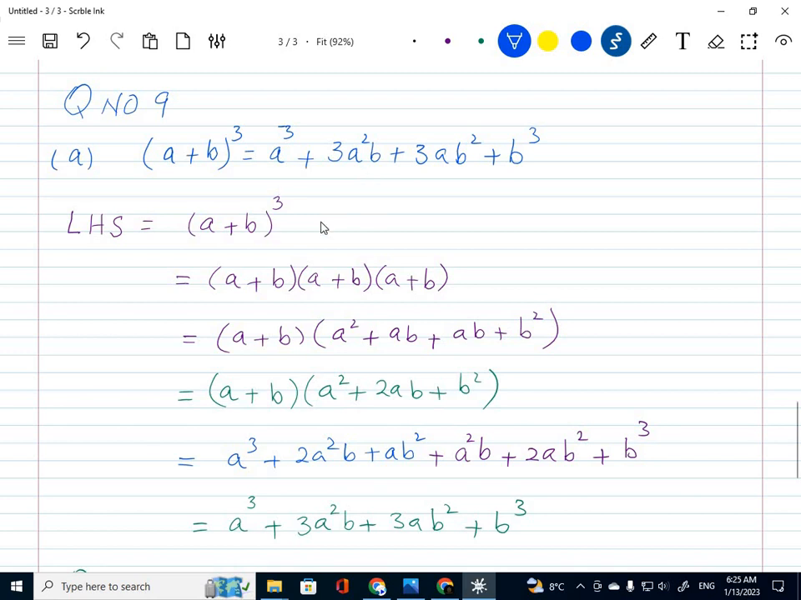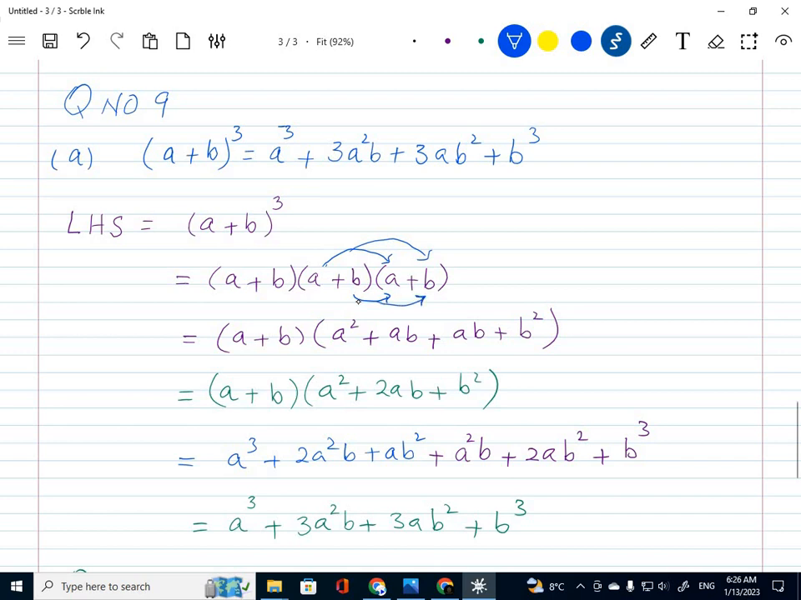I have taken the left hand side, (a plus b) whole cube. Now I can write (a plus b) whole cube as (a plus b) times (a plus b) times (a plus b). And now I have multiplied the last two terms. I have distributed this a to a, then this a to b, then this b to a, then this b to b.